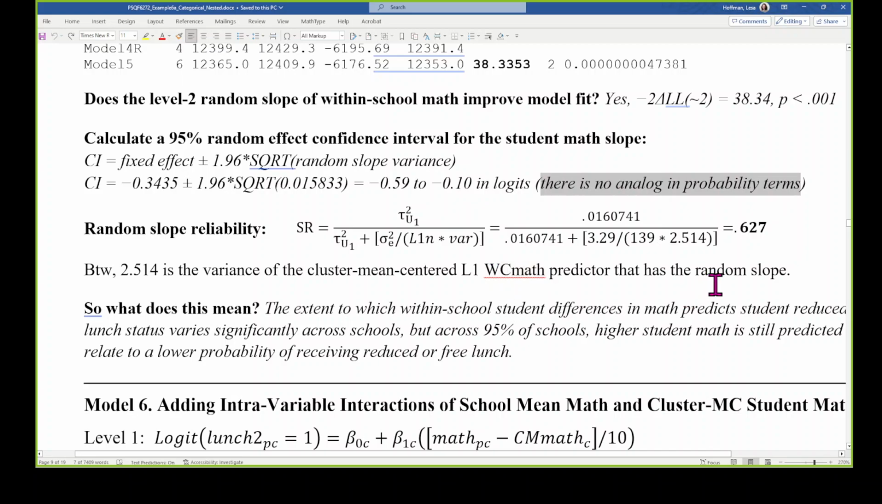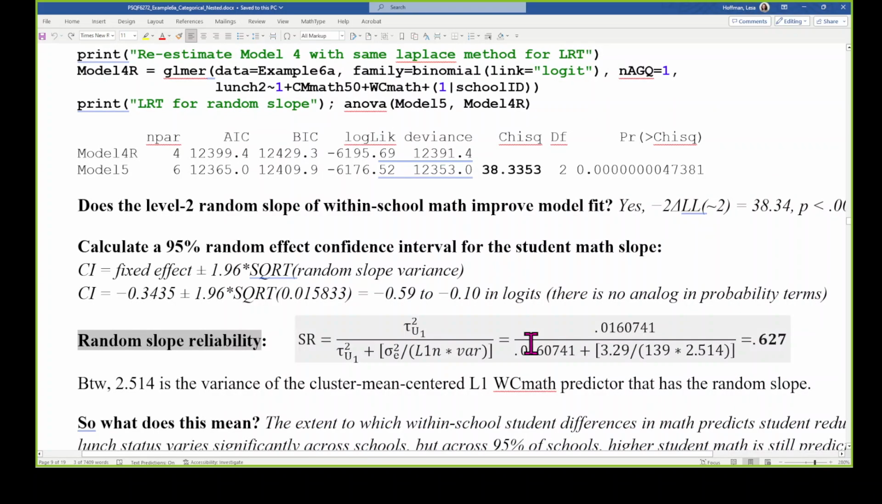And since everybody had such fun with this, I decided to bring random slope reliability back. It's like Throwback Thursday. Throwback all the way to homework 3. That was last week. Can you believe that? It feels like a month ago already.